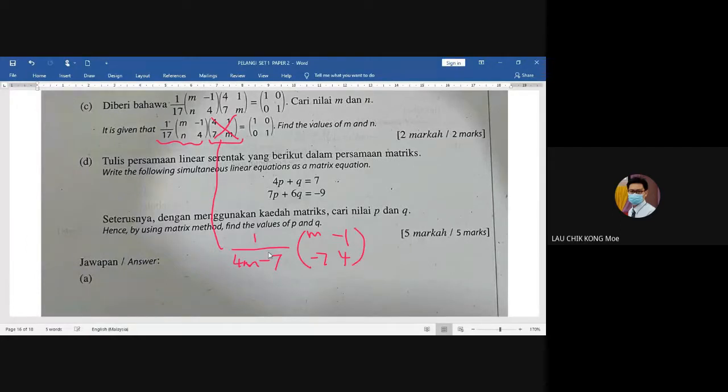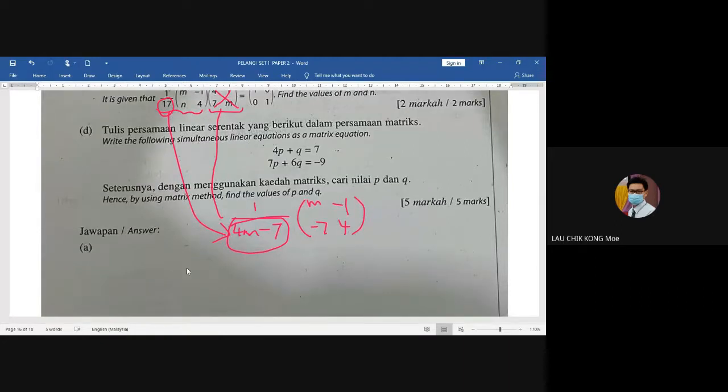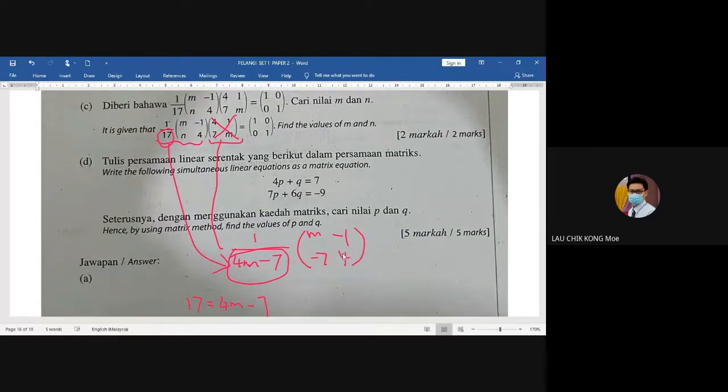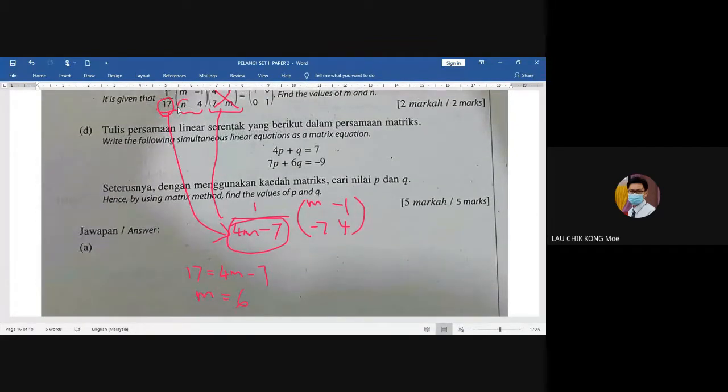So now we can do the comparison. 17, if you look at the fraction, 17 is equal to 4m minus 7. Okay, 17 equals to 4m minus 7. M equals to 6. And then another one is about the N. M already. Mana N? N equals to negative 7. Negative 7 here. N is negative 7.